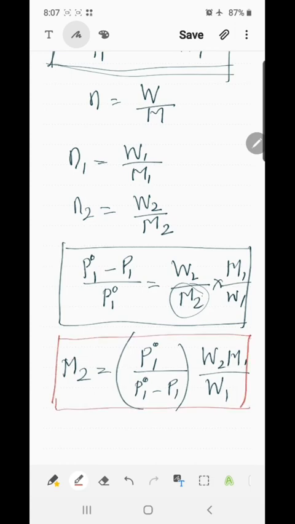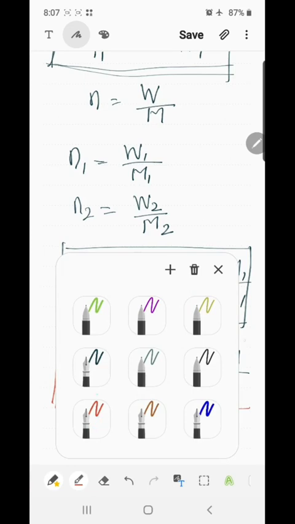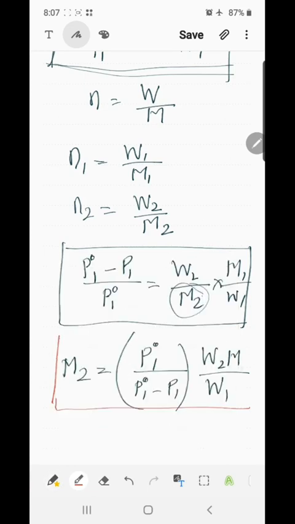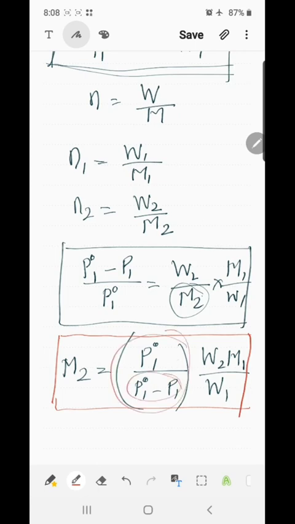So molar mass of solute and vapor pressure of solvent and solution are related by the equation M2 equals P01 upon (P01 minus P1) into W2 M1 upon W1. So this is the formula to calculate molar mass of solute by lowering of vapor pressure or by relative lowering of vapor pressure.